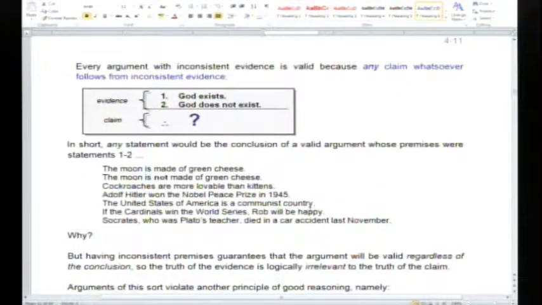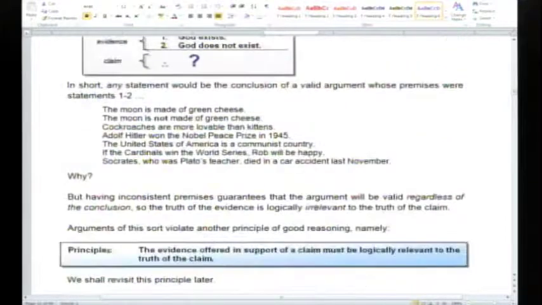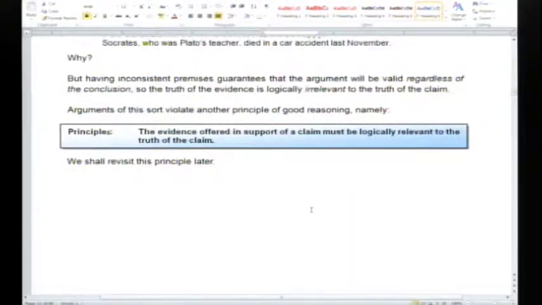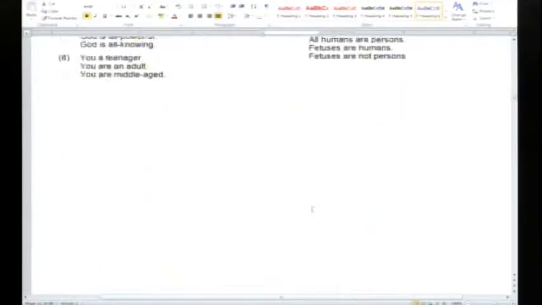Another thing to note, logically speaking, is that anytime the evidence is inconsistent, any claim whatsoever in the universe follows from it. So you want to guarantee a valid argument? Offer an argument with inconsistent evidence, but it will always be fallacious. So we'll get to that principle in a second.